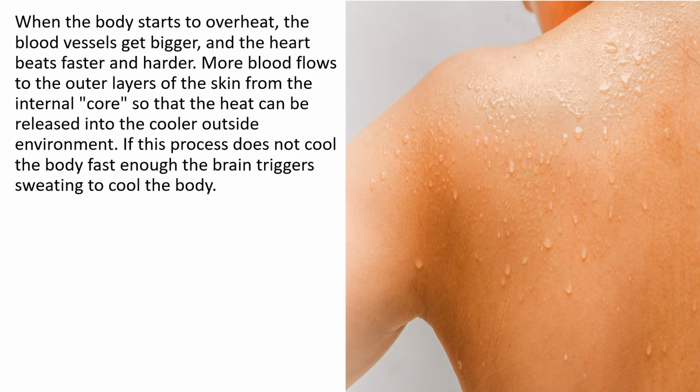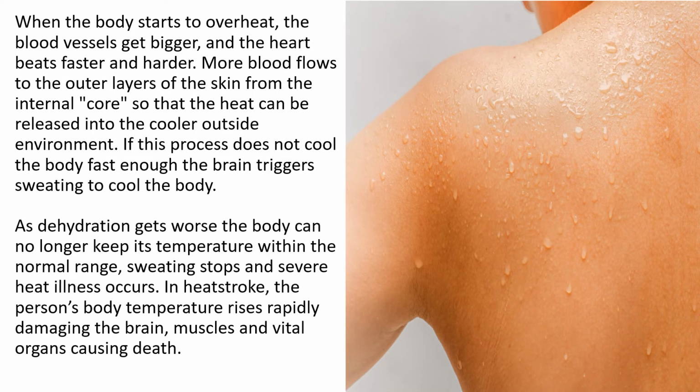When the body starts to overheat, the blood vessels get bigger and the heart beats faster and harder. More blood flows to the outer layers of the skin from the internal core so that the heat can be released into the cooler outside environment. If this process does not cool the body fast enough, the brain triggers sweating to cool the body. As dehydration gets worse, the body can no longer keep its temperature within the normal range. Sweating stops and severe heat illness occurs. In heat stroke, the person's body temperature rises rapidly, damaging the brain, muscles, and vital organs, sometimes causing death.